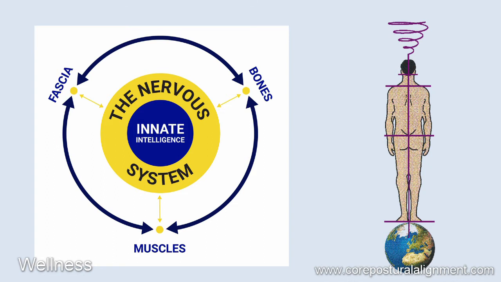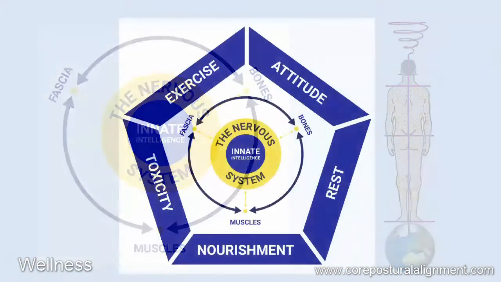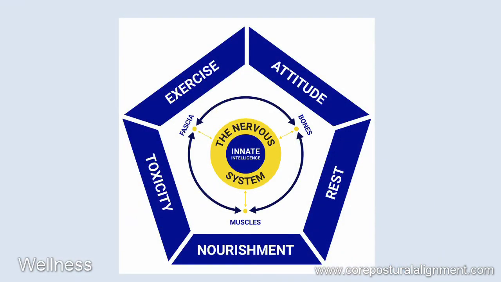So within the wellness paradigm, what we're wanting to see is that we can manifest the innate intelligence fully. And to do that, that involves some changes in 5 areas that we feel in Core Postural Alignment are important for dynamic, vibrant health. And if you have a look at the pentagram here, we have at the bottom nourishment, there's toxicity, there's rest, there's exercise, and there's our attitude to life.